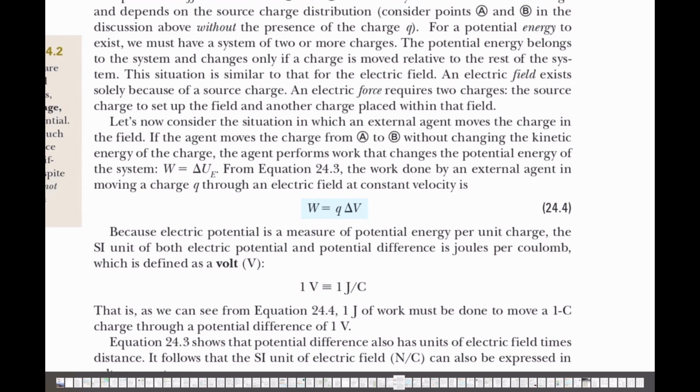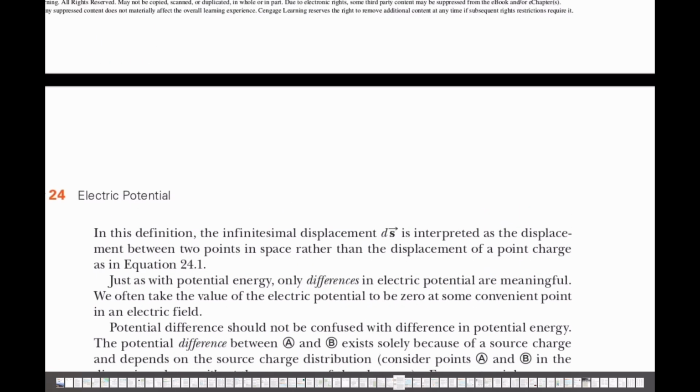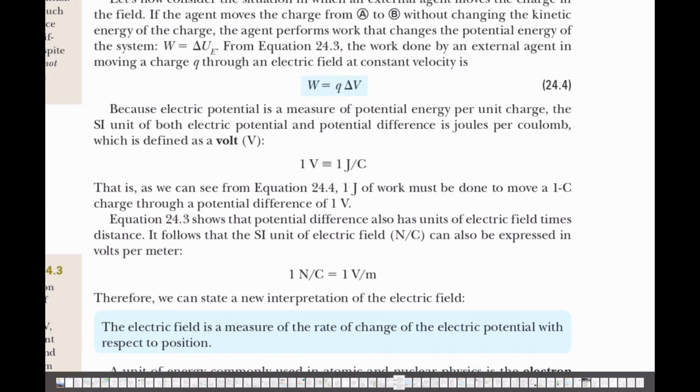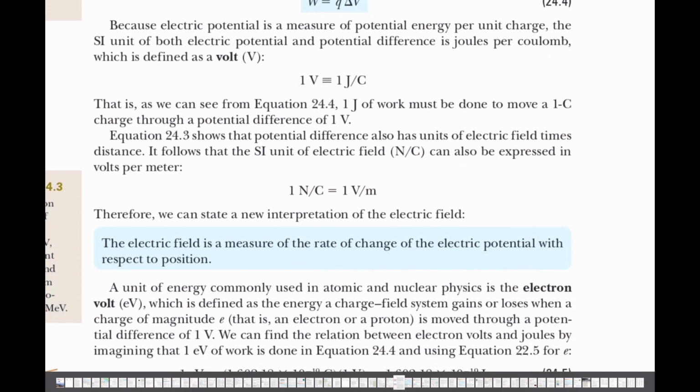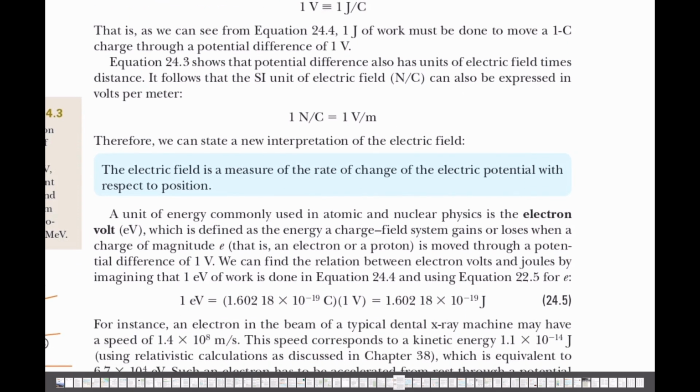From equation 24.3, which is the equation up here, the work done by an external agent in moving a charge q through an electric field at constant velocity is work equals q times V. Interesting. And then they show you 1 volt is equal to 1 joule per coulomb. And then they show you that the electric field can be written in terms of volts per meter. The electric field is a measure of the rate of change of the electric potential with respect to position. And then they introduce some new units.